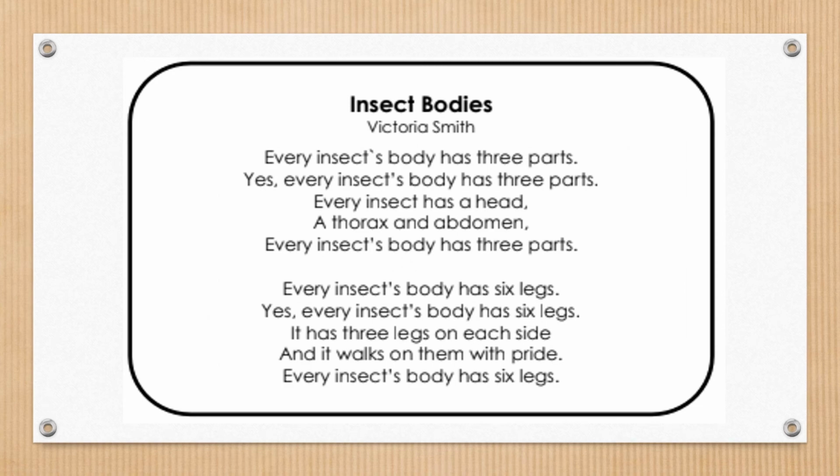So before you write your graphic organizer, first let's have this one, Insect Bodies, by Victoria Smith. Every insect's body has 3 parts. Yes, every insect's body has 3 parts. Every insect has a head, a thorax, and abdomen. Every insect's body has 3 parts. Every insect's body has 6 legs. Yes, every insect's body has 6 legs. It has 3 legs on each side, and it walks on them with pride. Every insect's body has 6 legs.